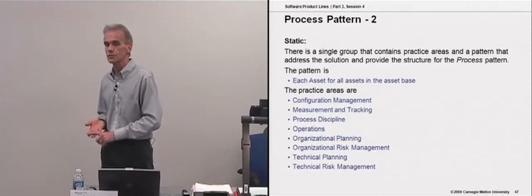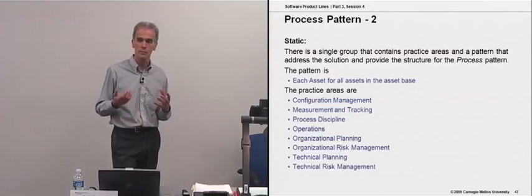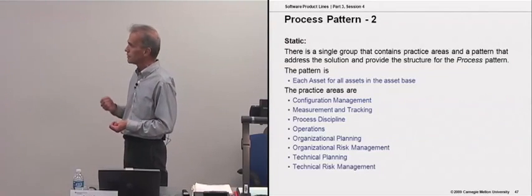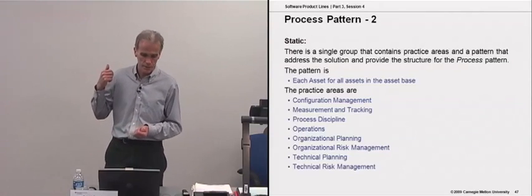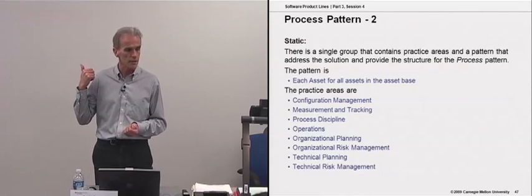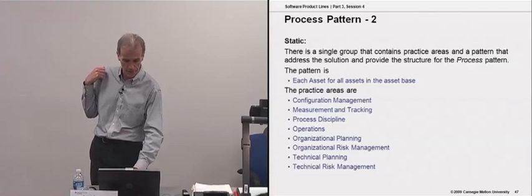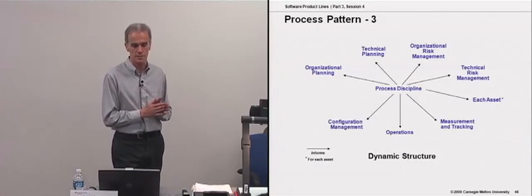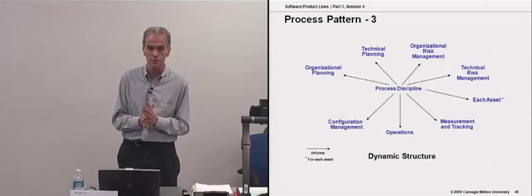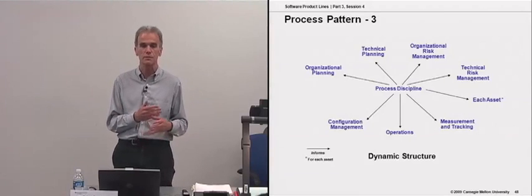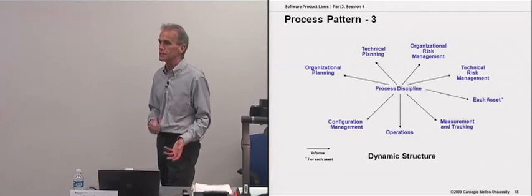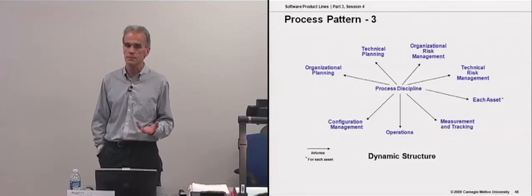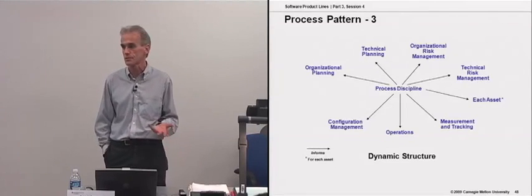So if there is a corporate resource in processes, make sure that they are brought in as part of the product line effort. So each asset pattern is instantiated for the assets in the core asset base, and there are surrounding practices that depend on process discipline. So there's a process discipline associated with organizational risk management, with configuration management, with enacting the operations of a product line. So make sure that if a process resource exists within the organization, that it's drawn upon for a product line.